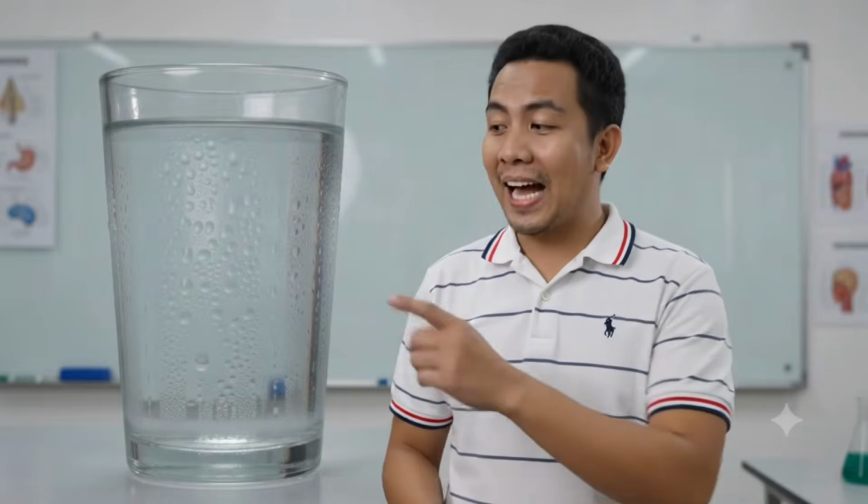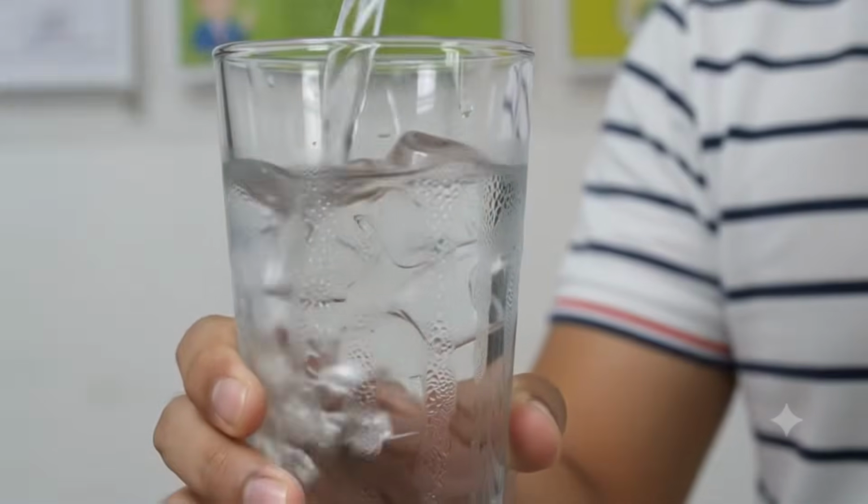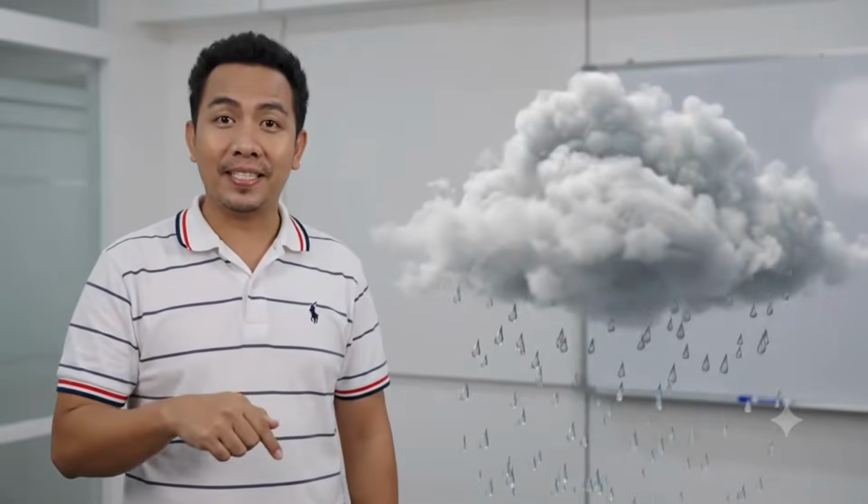Condensation happens when gas particles lose energy, slow down, and come closer together to form a liquid. The water droplets outside a cold glass come from water vapor in the air. The vapor cools and changes into liquid water. In nature, condensation helps form clouds. When water vapor cools and becomes liquid droplets, clouds can develop in the atmosphere.